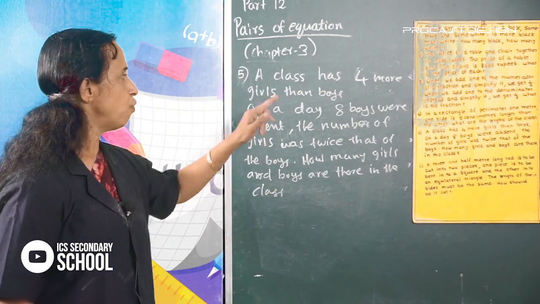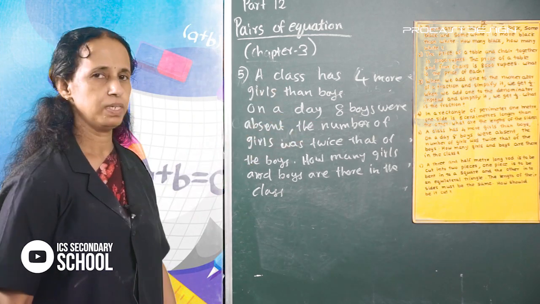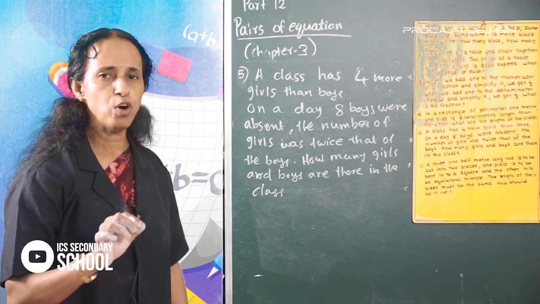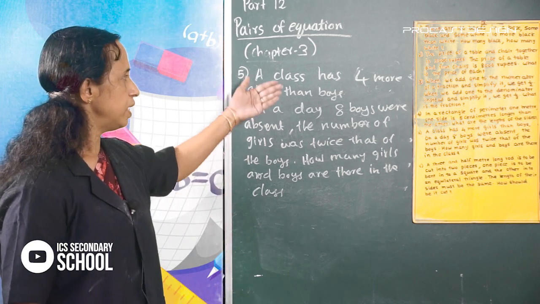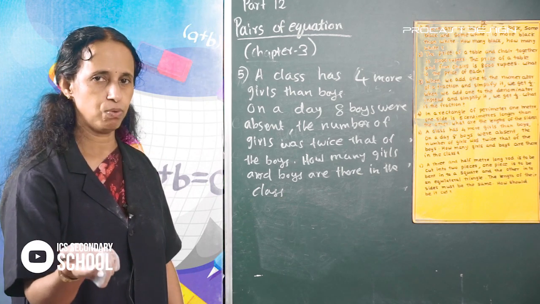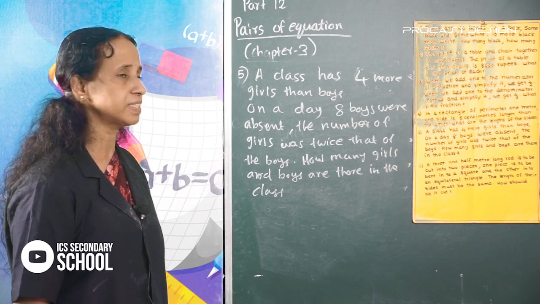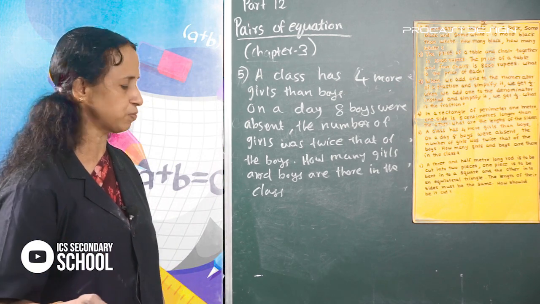A class has 4 more girls than boys. Take the number of boys equal to x. So, we take the number of boys equal to x and the number of girls equal to x plus 4.